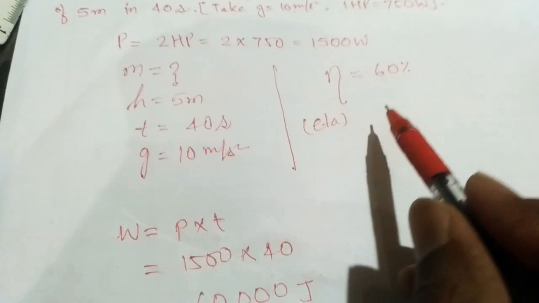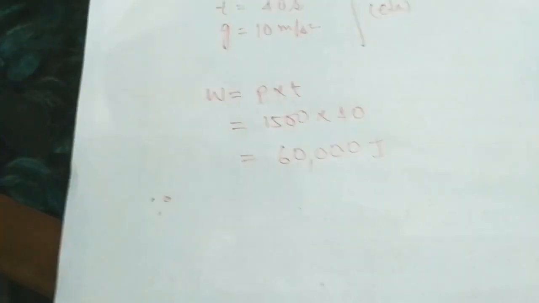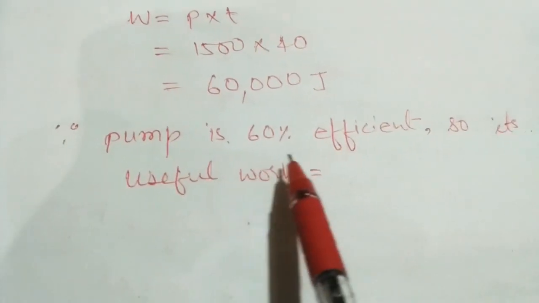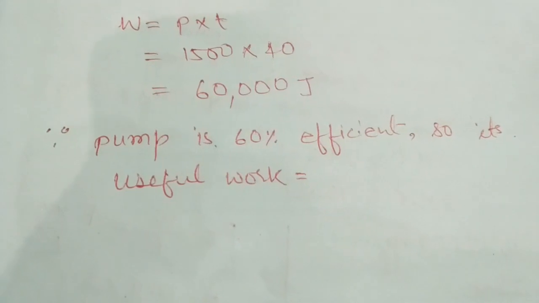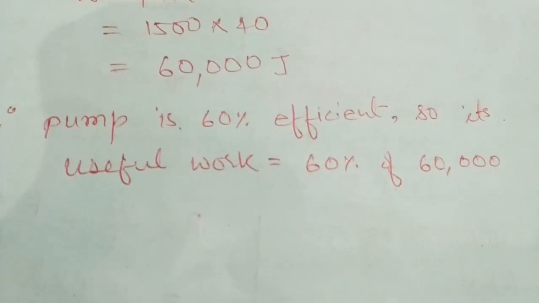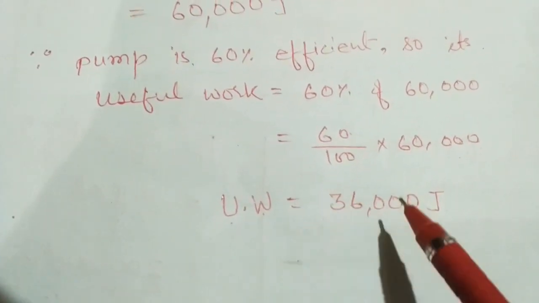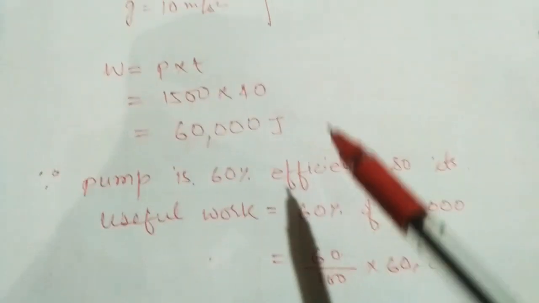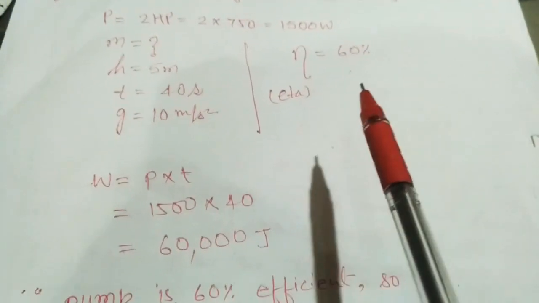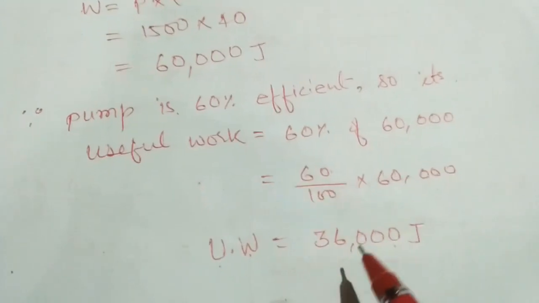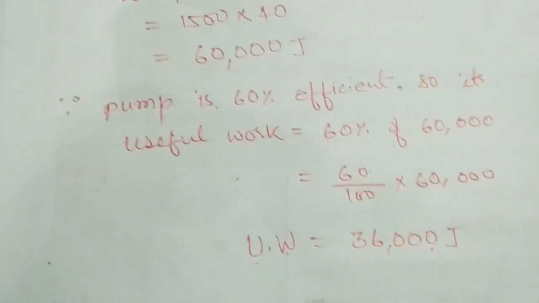So now if this is 60% efficient, you will write here: since the pump is 60% efficient, its useful work is equal to 60% of 60,000. This one, let's calculate. So here you will get useful work is equal to 36,000. That pump can do the work of 60,000, but the efficiency is only 60%. So 60% of 60,000 is 36,000 joule only. Okay, so this is work.